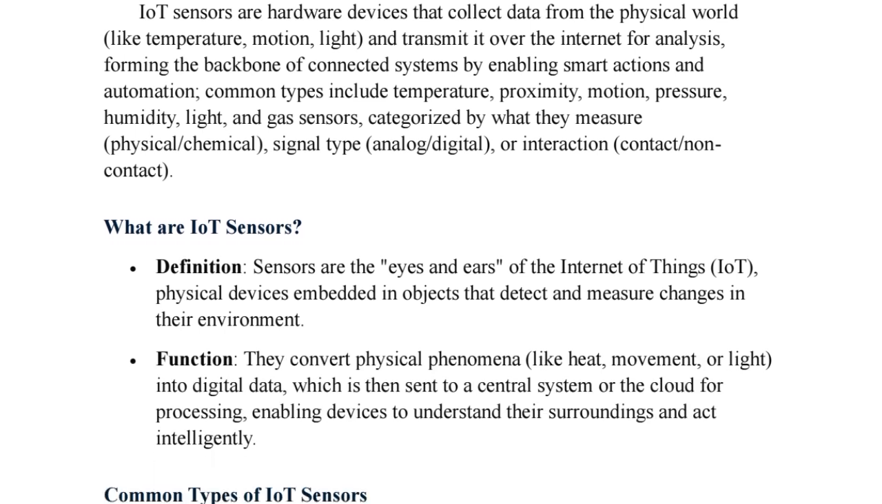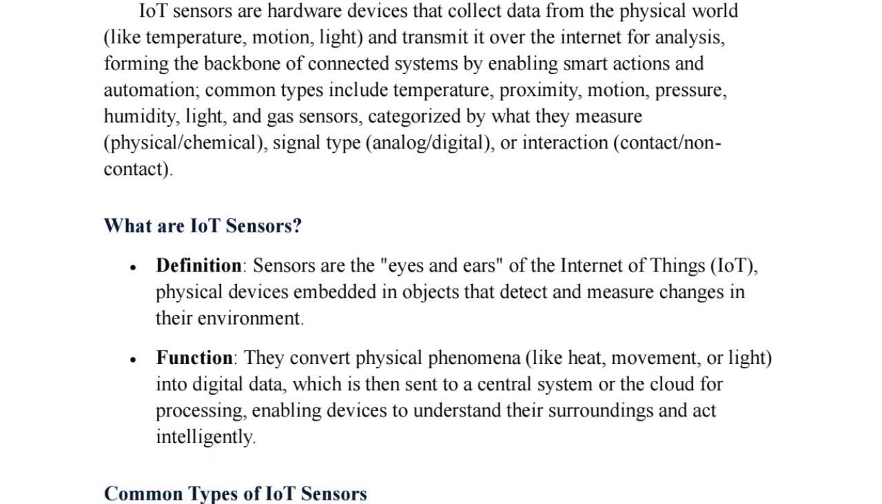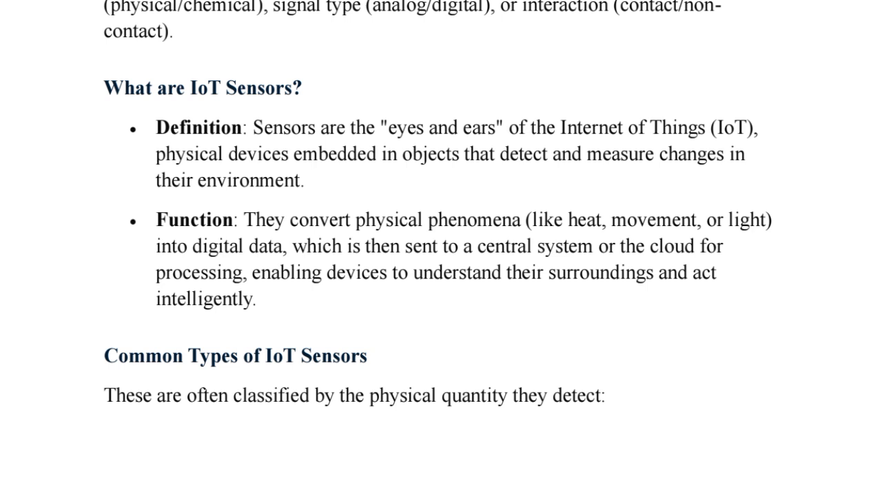Now, based on the IoT sensors, we can classify them into many categories. The common categories are physical or chemical, analog or digital, and through interaction, we can classify them as contact and non-contact. First, we should know the definition of IoT sensors.